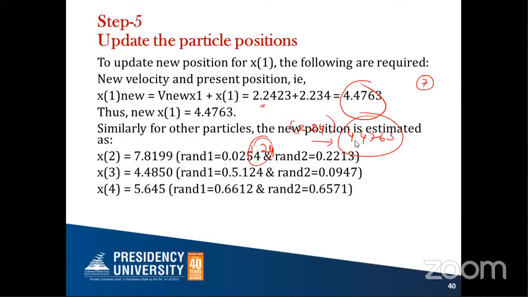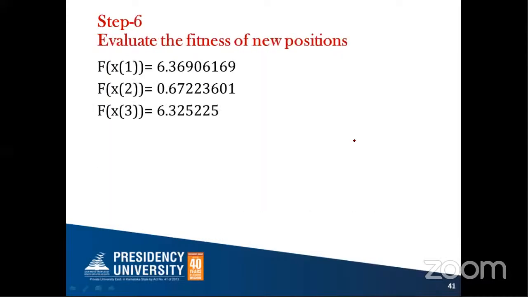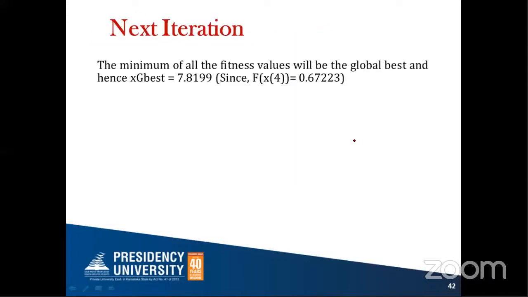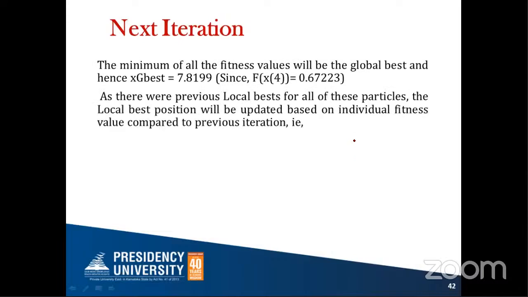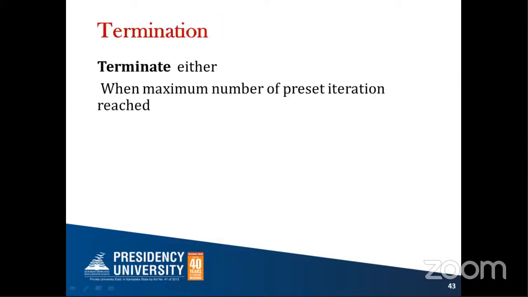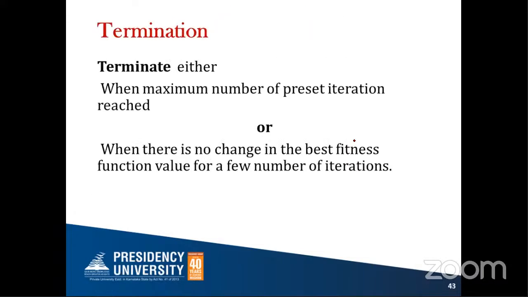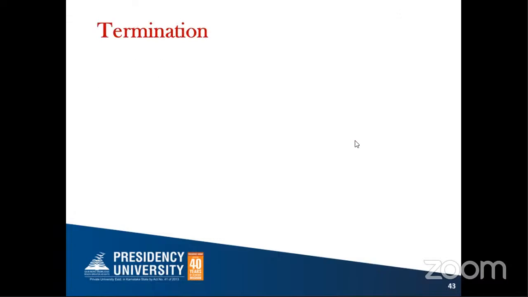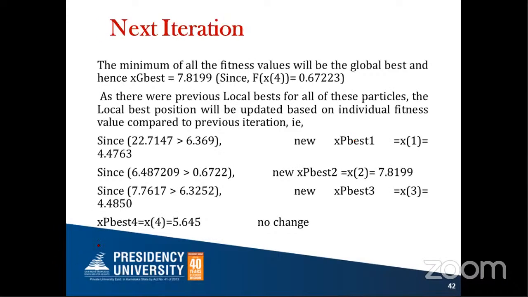Like that, you can do iteration for all the values. And finally, after some iterations, let us assume you will find the best solution. This is the important conclusion that we have to consider here. The value is, let us say, 6.36, something like that. That is the best position here.